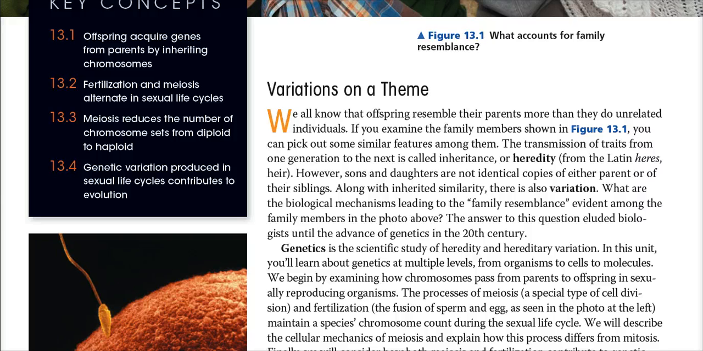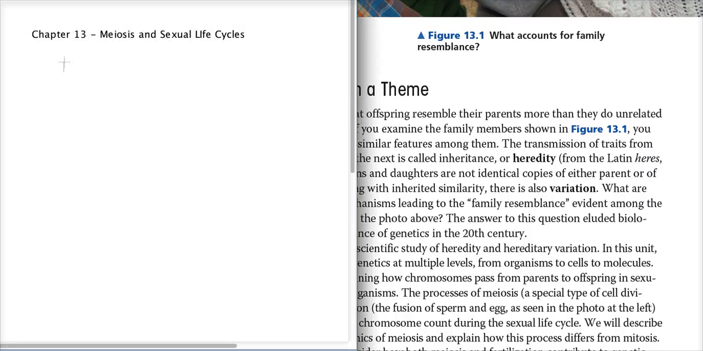Okay? Again, this part is word for word. So I'm going to put variations of a theme. I'm going to write that down, variations of a theme, as you should too. All right. Now, what does that mean? Well, we're going to figure this out.